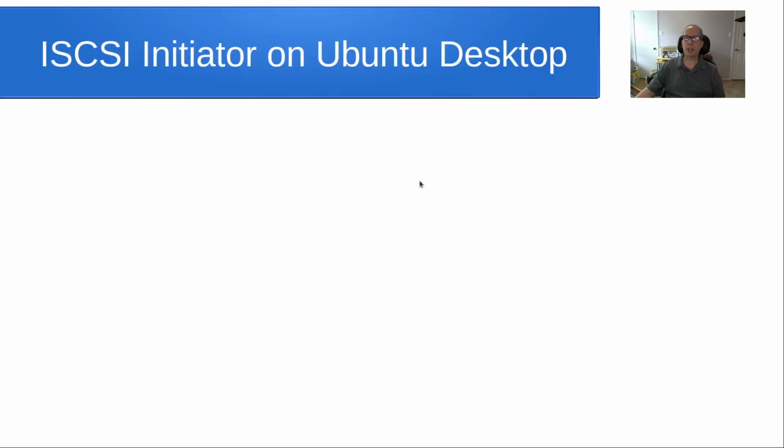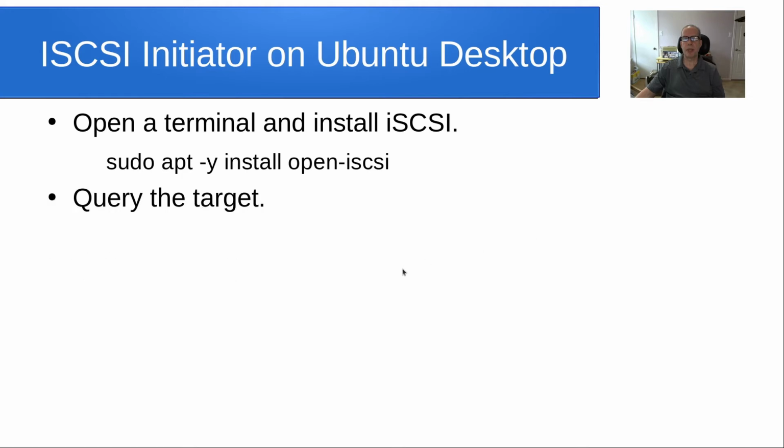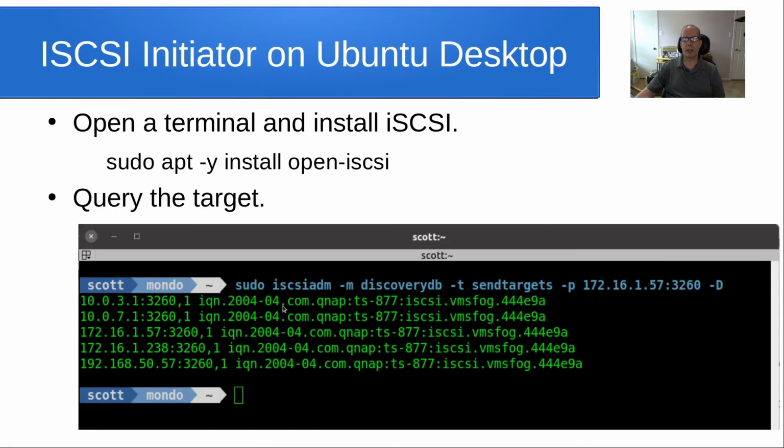So what does the iSCSI initiator on the Ubuntu desktop look like? Well, first of all, we have to install the iSCSI protocol. So open a terminal and do a sudo apt install open-iscsi. Then you want to query the target, and you're going to do a sudo iscsiadm command as follows here. It's going to go down and parse, and in my case, it's going to find lots of addresses for my NAS because it has multiple NICs.